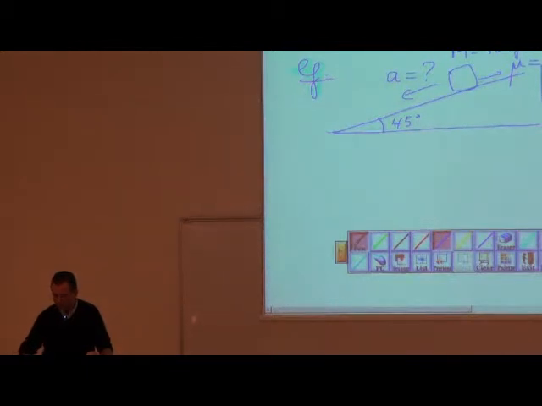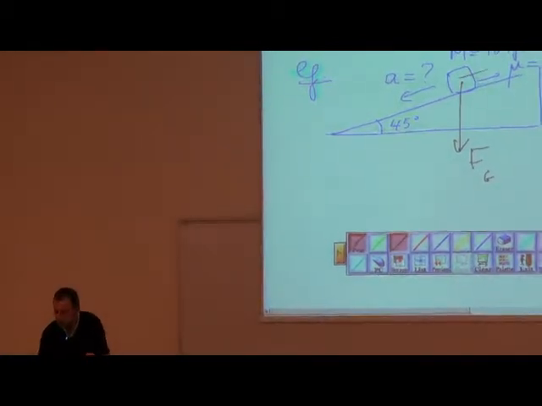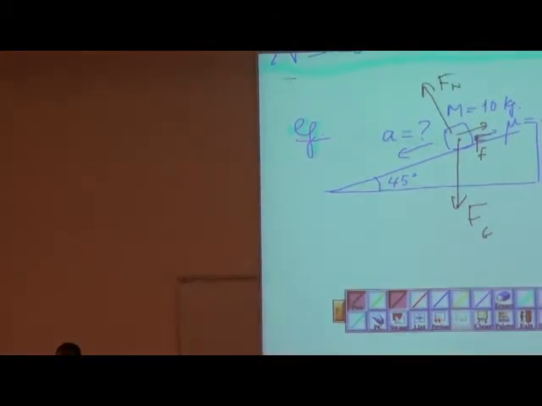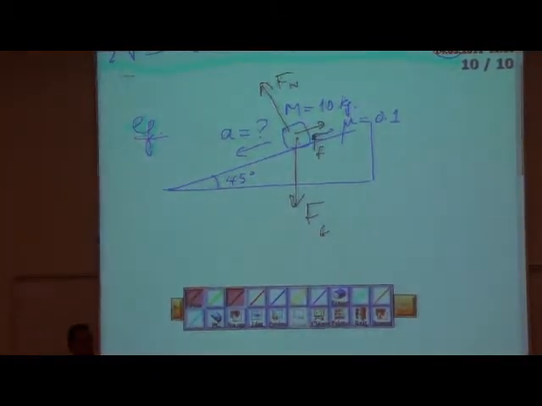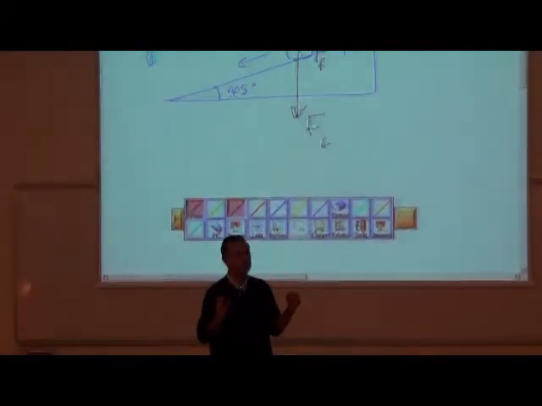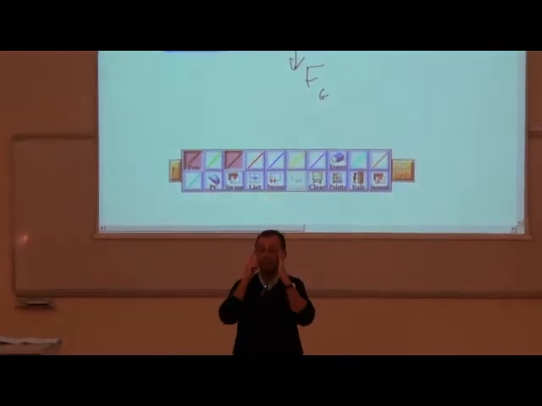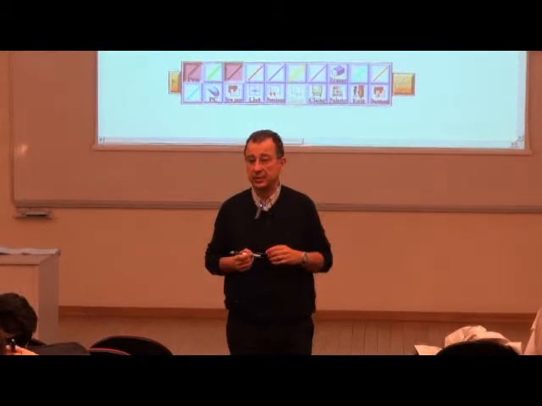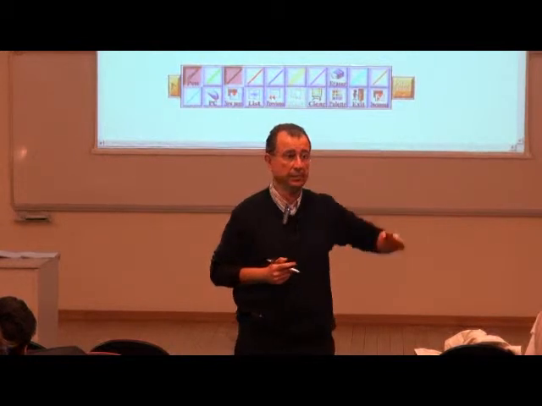Now, let me start with the free body diagram. Here is gravity, or weight. Here is friction. And here is the normal force. So the first thing you do is read the problem, understand the problem, make your picture. Next, what do you want to know? The acceleration. In what direction is the acceleration? Along the surface of the incline.